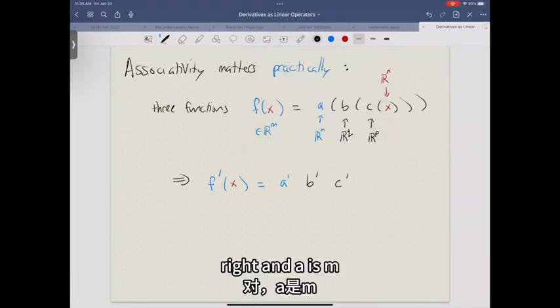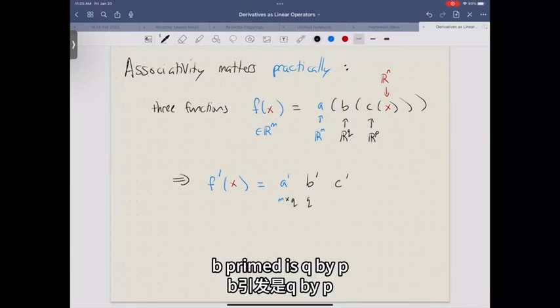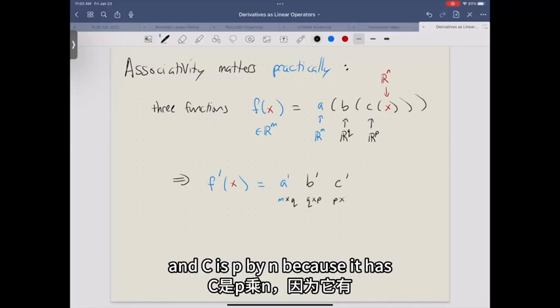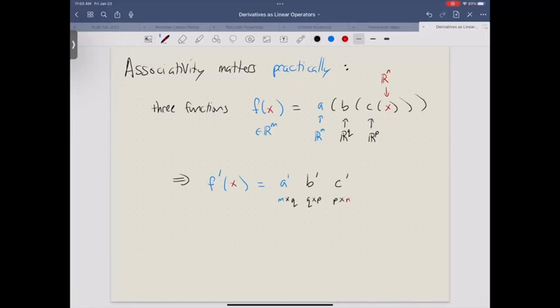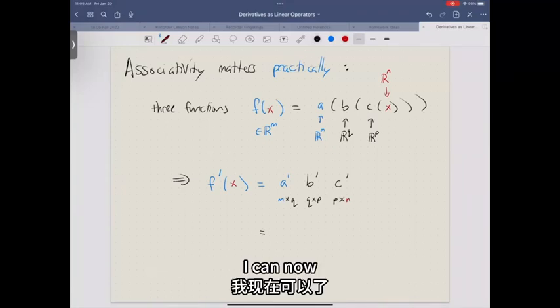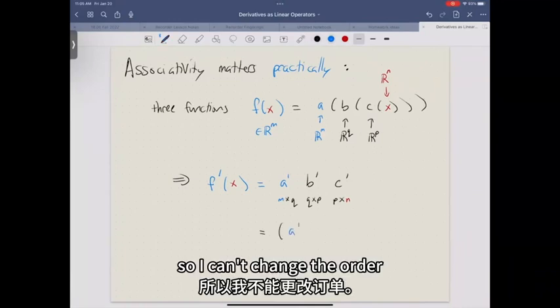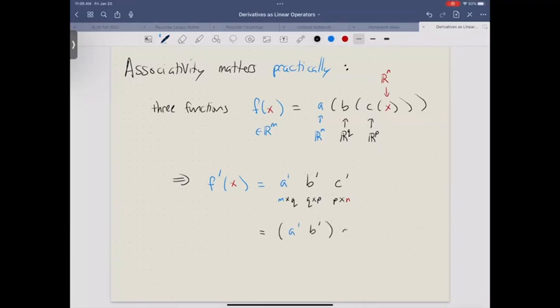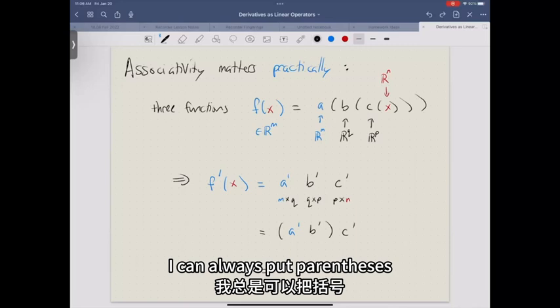And A primed is M by Q, where my M's are in blue. B primed is Q by P because it takes P inputs and has Q outputs. And C primed is P by N because it has N inputs and P outputs. And so I can't change the order. This is matrix multiplication that's not commutative, but it is associative. I can always put parentheses.